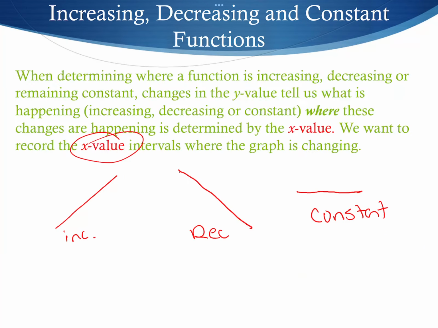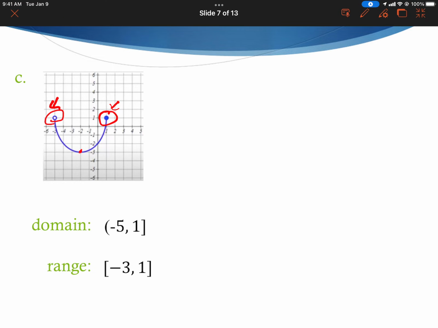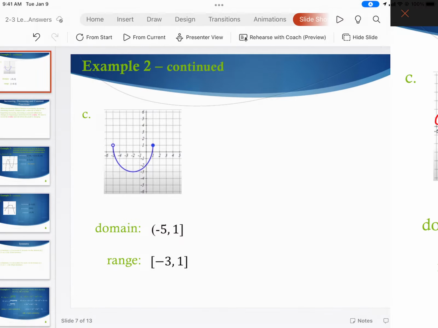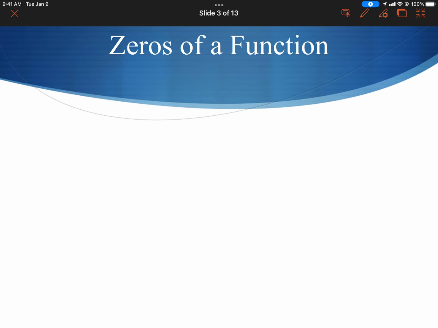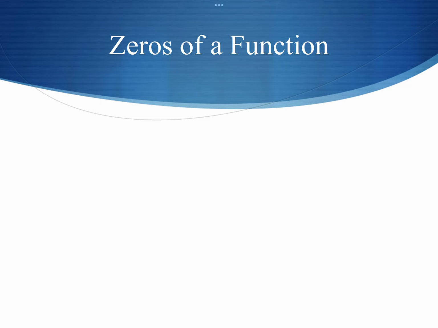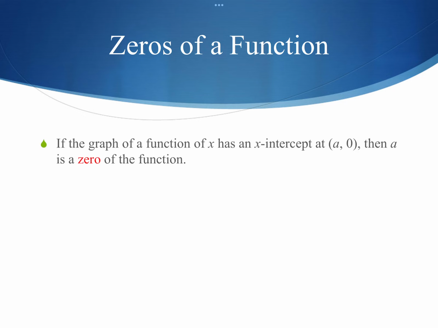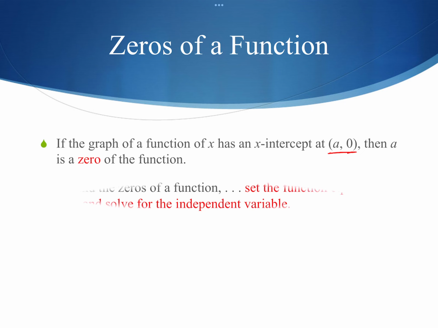So day 2 notes, we're going to go back to the very beginning of your notes. We're going to go to where we're talking about zeros right here. So go to your zeros, which is the beginning of what our notes are going to be, and we are going to find zeros of a function. If the graph of a function of x has an x-intercept at (a, 0), that's how we write our intercepts as ordered pairs, then a is a zero. So zeros and intercepts are the same thing. A zero is where the graph crosses the x-axis. To find the zeros, we'll set the function equal to 0 and solve for the independent variable.